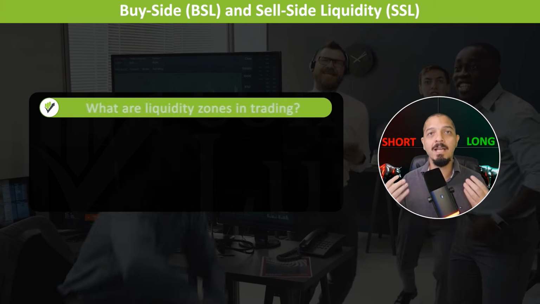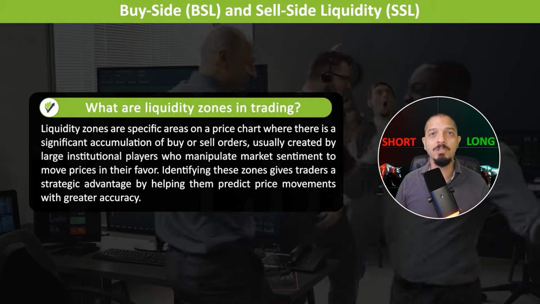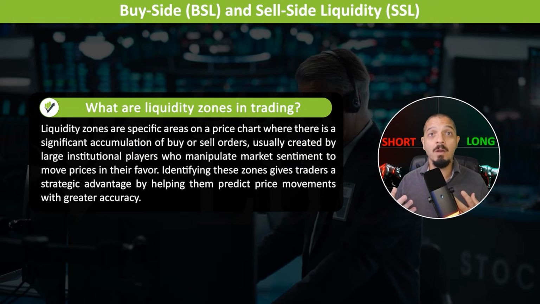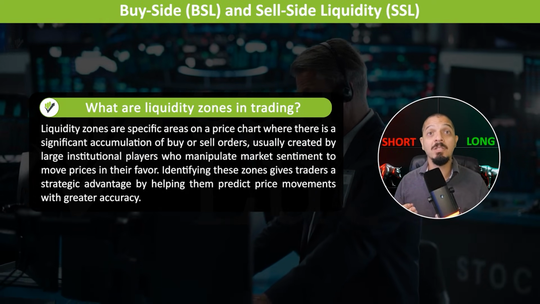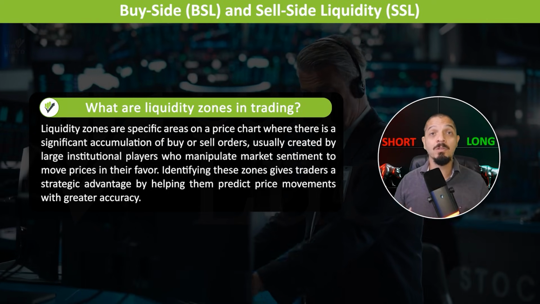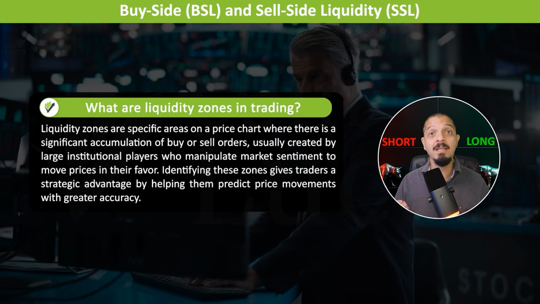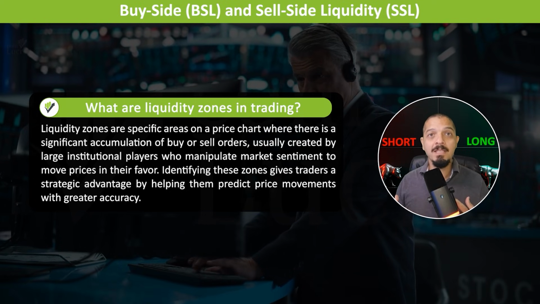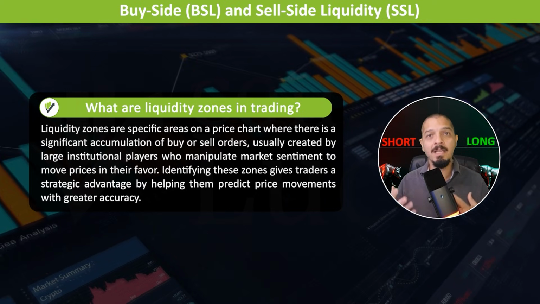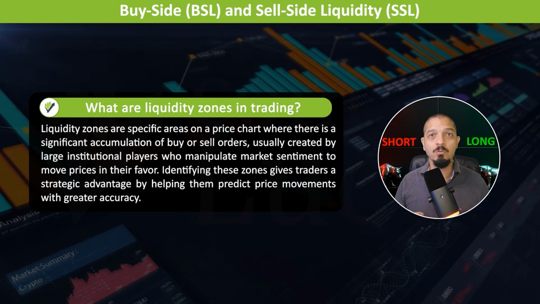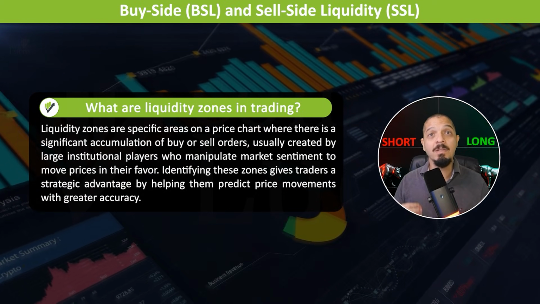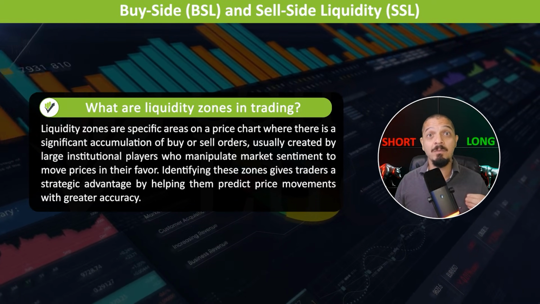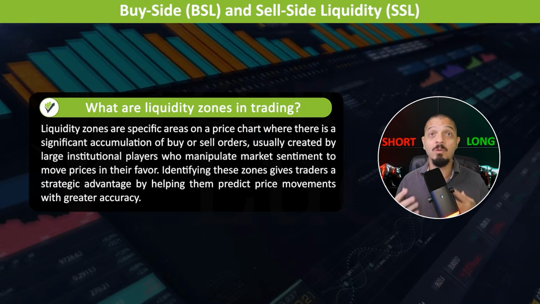First, let's define and understand the concept of liquidity zones. These zones are specific areas on the price chart where there is a significant accumulation of buy or sell orders. These zones are created by large institutional players who seek to move the market in their favor by manipulating market sentiment. Correctly identifying these zones can offer a strategic advantage to traders, allowing them to predict price movements with greater accuracy.